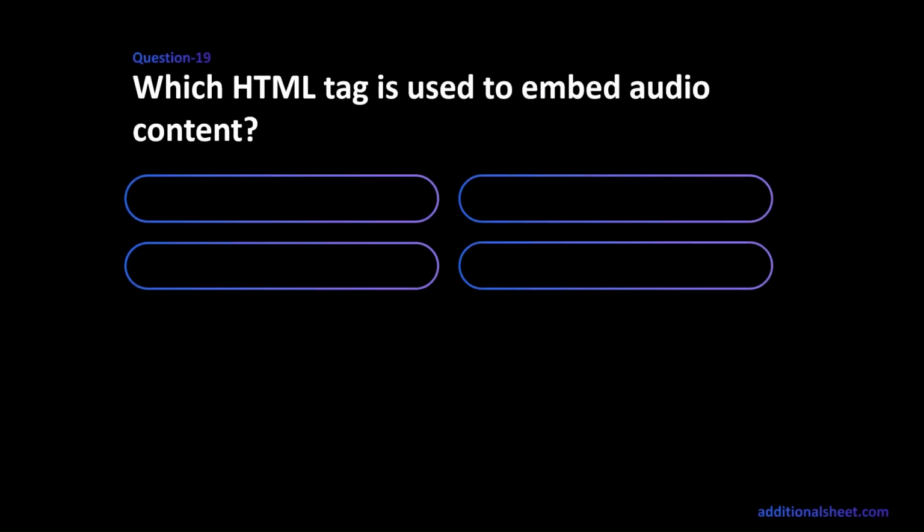Q19. Which HTML tag is used to embed audio content? Options are: A. Sound. B. Audio. C. Music. D. Play.